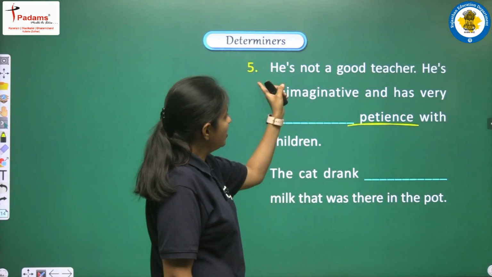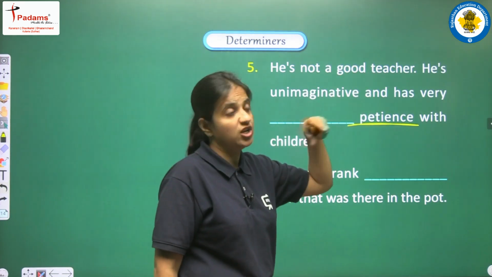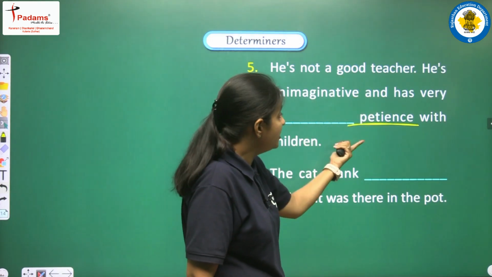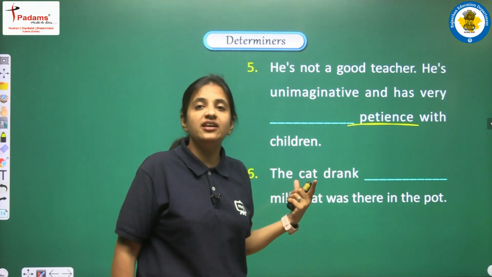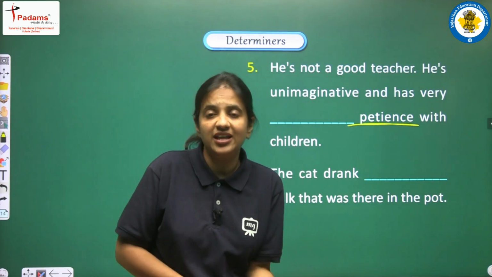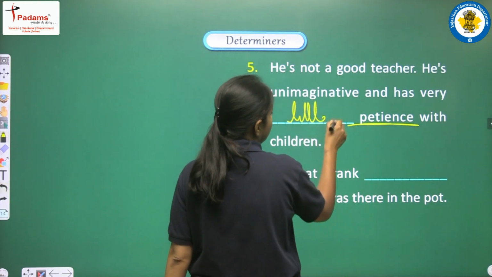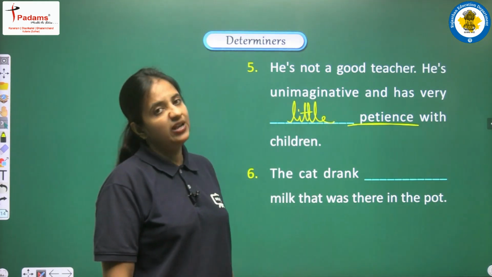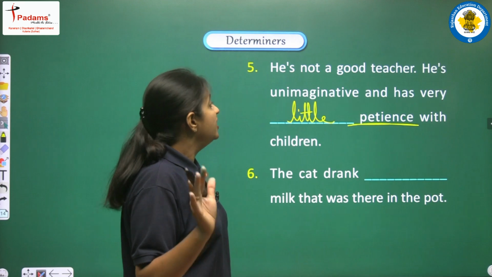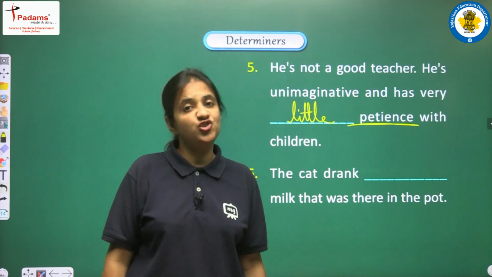Now in this sentence we are talking about one person who is a teacher, and we are saying that he is not a good teacher. Why? Because he is unimaginative and he has very little patience with children. It means he has no patience with children. So again we are trying to show negative meaning. When we are trying to show negative meaning, we have to use little. So little will be the appropriate option here, and the sentence will be: he is not a good teacher, he is unimaginative and has very little patience with children.